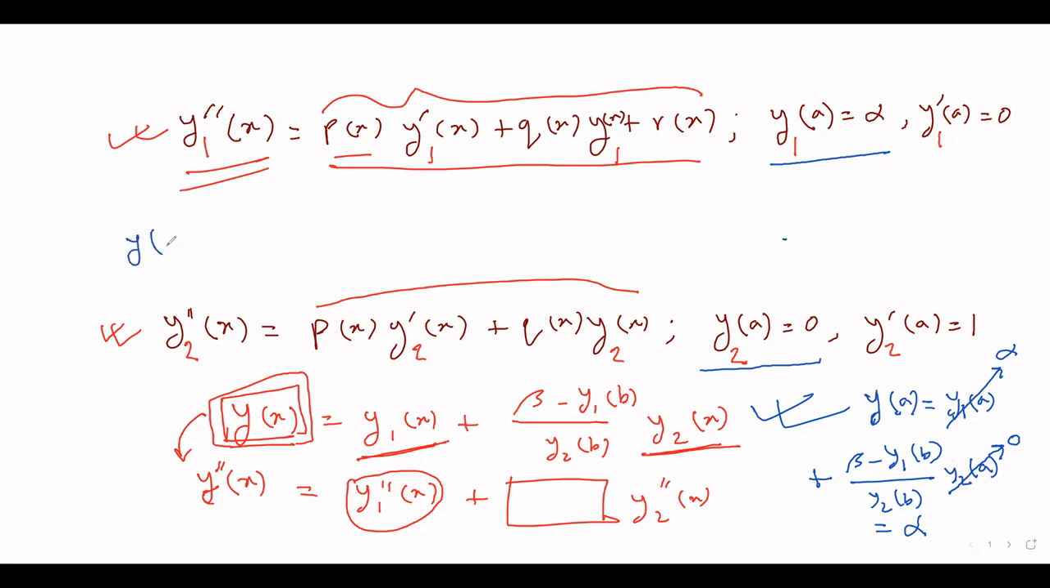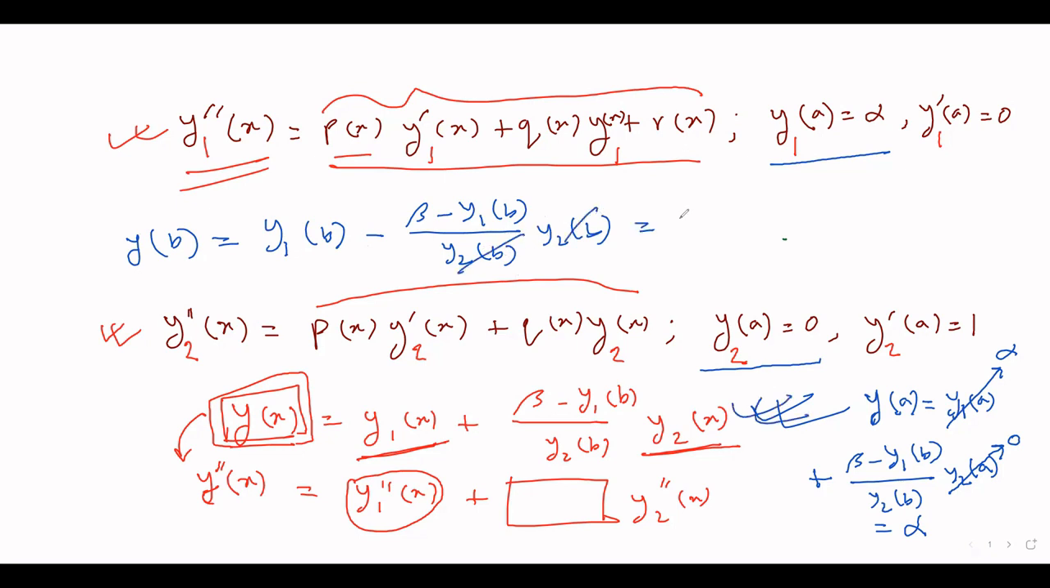And what about y of b? I'm sorry, the writing is not sequential, but I'm just trying to make use of the space here. So y at b should be y1 at b plus beta minus y1 of b over y2 of b times y2 of b, just following this formula again. So y2 of b gets cancelled out. So we have y1 of b. Oh, I think I wrote minus here, it should be plus. So plus beta minus y1 of b. The two y1 of b terms cancel and all that remains is beta, as we were expecting.